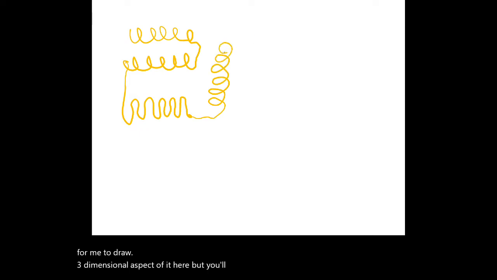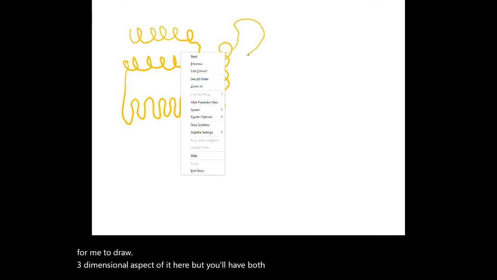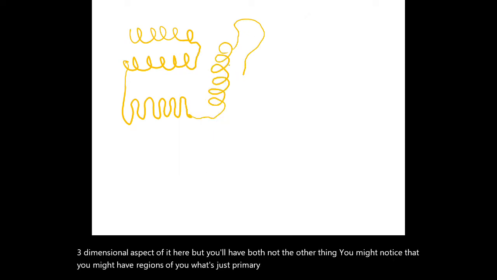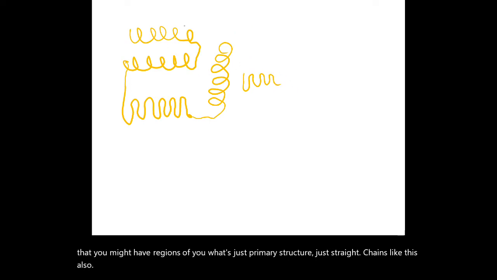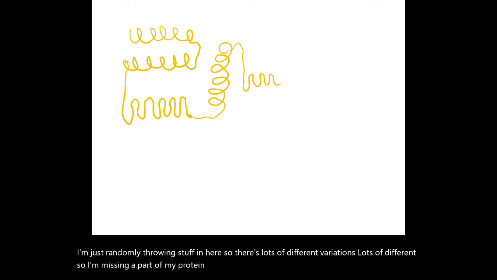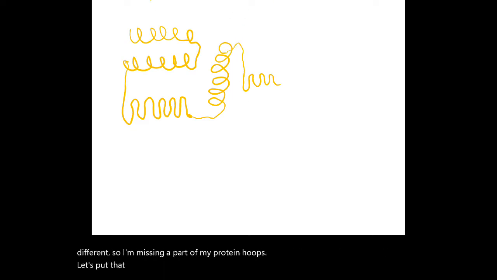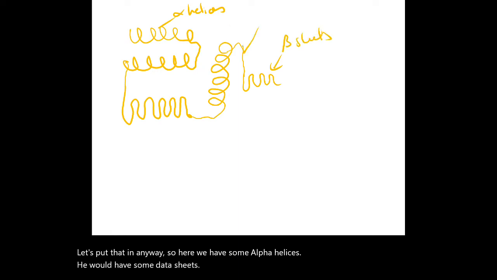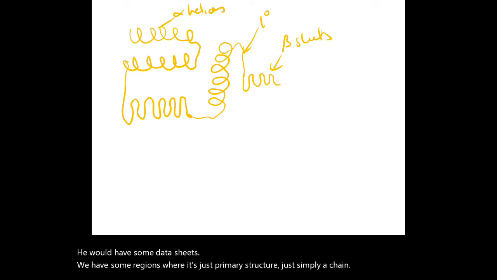Now, the other thing you might notice is that you might have regions where it's just primary structure, just straight chains like this also. Okay, I'm just randomly throwing stuff in here, so there's lots of different variations. Oh, I'm missing a part of my protein here. Oops. Let's put that in. Anyway, so here we'd have some alpha helices. Here we'd have some beta sheets. We'd have some regions where it's just primary structure, just simply a chain, something like that.